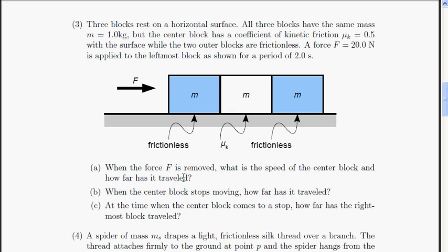So, first thing we want to know is what's the speed of the center block and how far it traveled after the force F is removed. But really, what we want to know is the acceleration of block 2, the center block, while this force is active. So, to think about what's going on here, we've got our blocks.